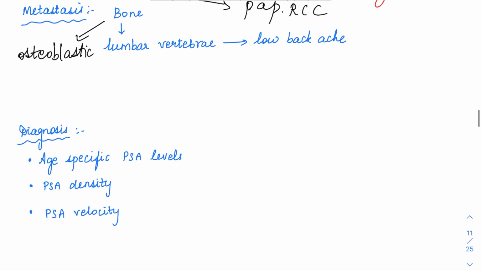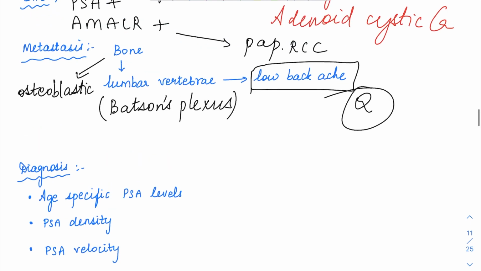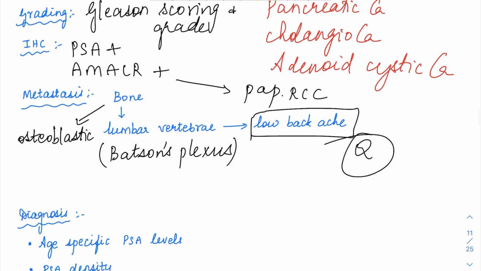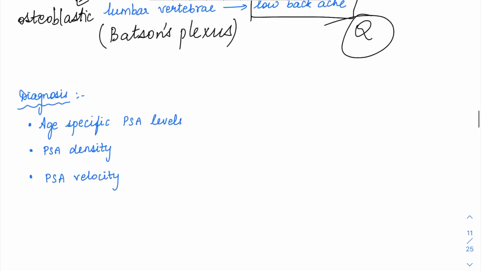How does it reach the bone? It reaches through Batson's plexus, which is a paravertebral venous plexus. Through that, it reaches the lumbar vertebra and causes low backache. The classical presentation of a prostatic cancer patient is during metastasis, when they complain of low backache. If you probe the history, they'll give this low backache. So whenever an elderly male comes with chronic low backache, you'll have to definitely suspect a prostatic carcinoma and do a per rectal examination. On per rectal examination, you can feel the mass in the prostate.